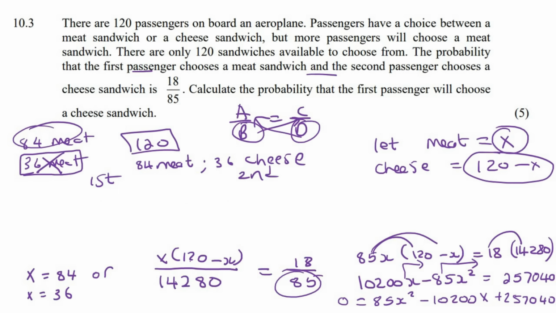The first question says: calculate the probability that the first passenger chooses a cheese sandwich. Imagine the very first person is about to choose. How many sandwiches are there? There's 120. Of those, 36 are cheese. So we can say 36 out of 120. Go ahead, type that all in, and there is a 3 out of 10 chance.